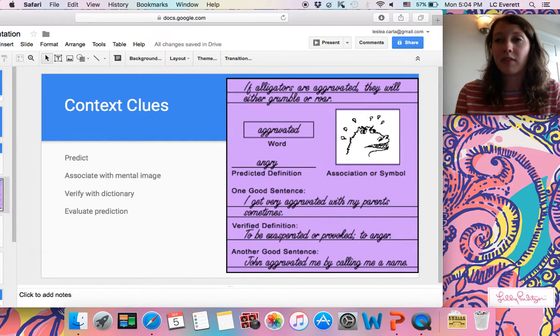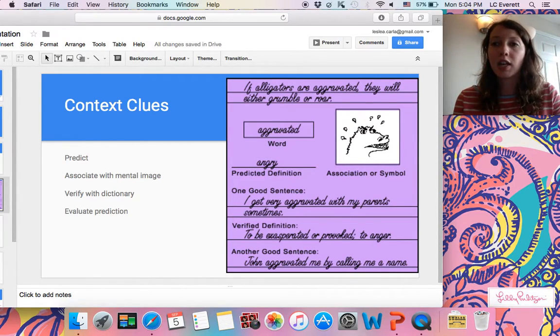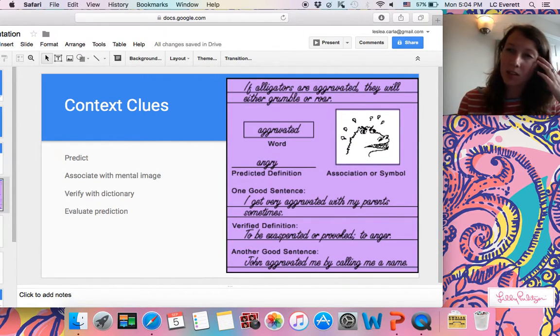So their predicted definition: they looked at that sentence, they thought about it, and they said, well, if they're aggravated and they're going to grumble or roar, they may be angry. So they wrote that as their predicted definition. Then for their association, the mental image that they had is a dinosaur looking pretty mad. That's the mental image they have in their mind.